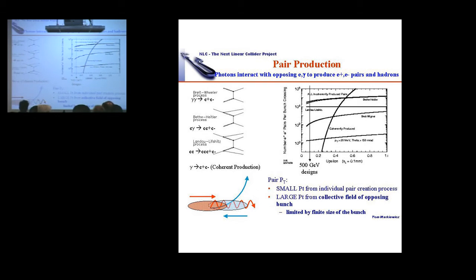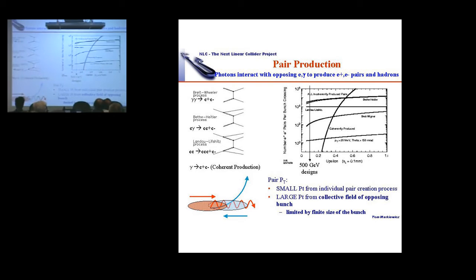Basically all of the PT kick that these particles get comes from magnetic and electrostatic effects of those bunches, and there's very little intrinsic PT in here. So these things tend to be pretty soft, except for something which is limited by the size of the bunch and the bunch currents. On the plot on the right, the relative contributions of these processes are plotted.